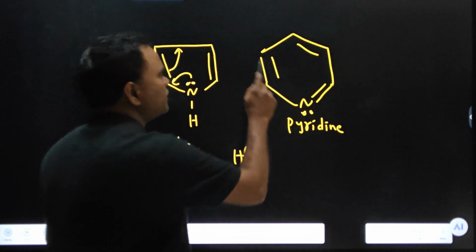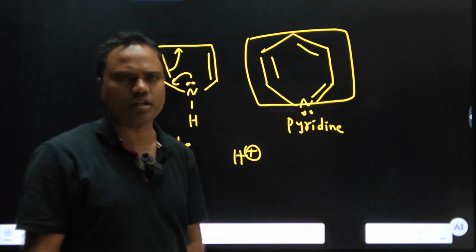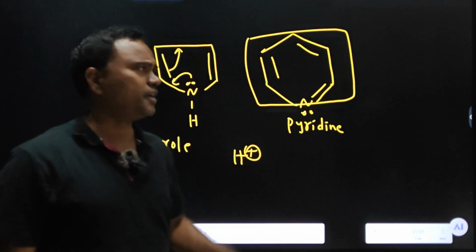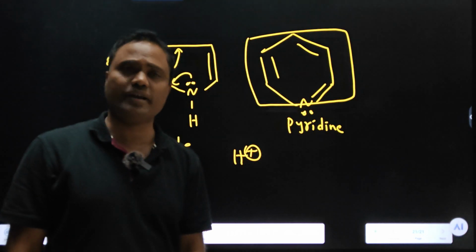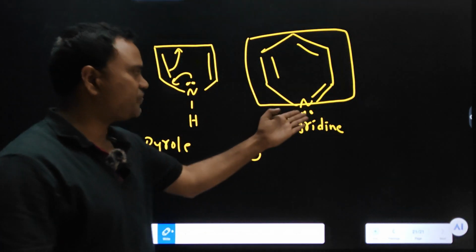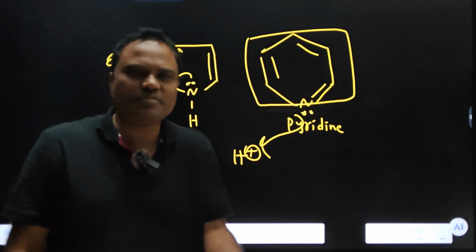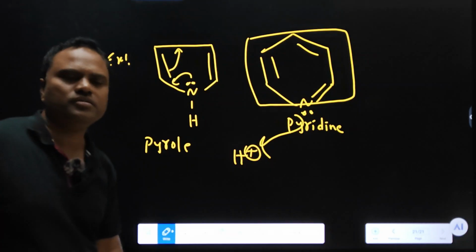In pyridine, aromaticity is already present within the ring. Aromatic character is present within the ring. So this lone pair does not enter into the ring. Already 6 pi electrons are present. You know the 4n plus 2 pi electron rule, Huckel rule, aromatic character. So this is a free lone pair. So donation is easy. If donation is easy, basic nature is high. So this is more basic. Pyridine is more basic. Clear?